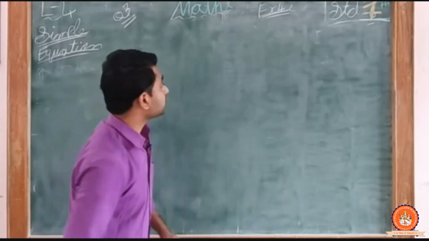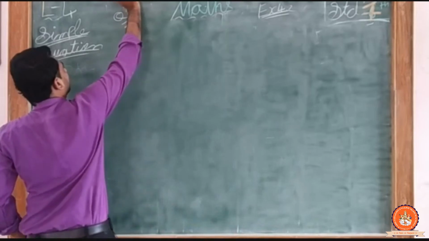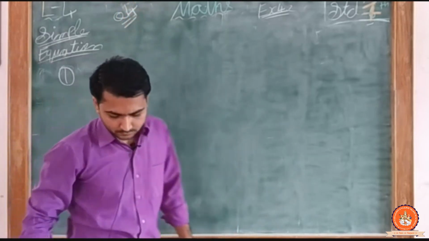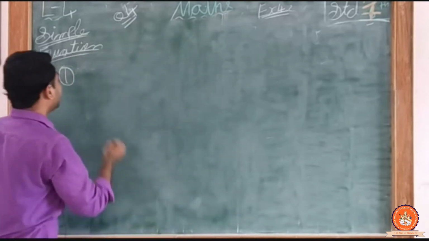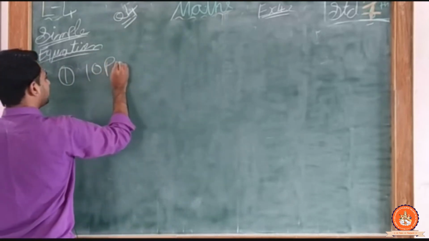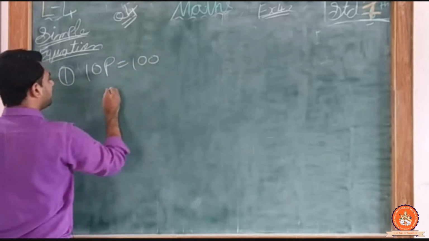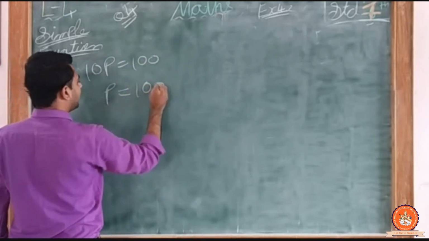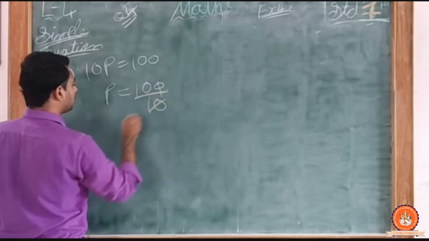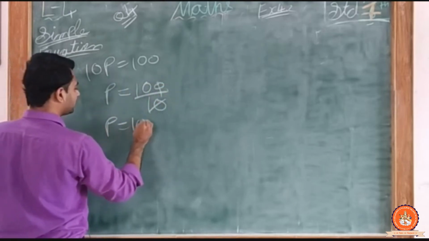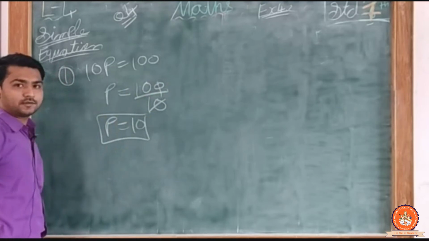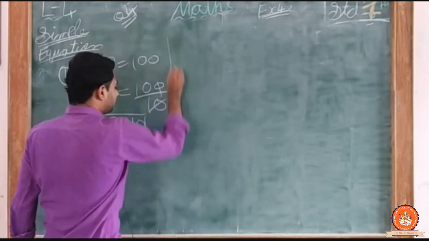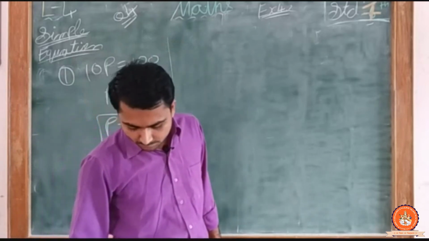So what is question number 4? Number 1 is 10p is equal to 100. So p is equal to, as I told you, 10 will be going down. So 100 divided by 10, that means 0 0 cut, that means I get the value of p is equal to 10. Clear students? Now the second question, you can do it by yourself.